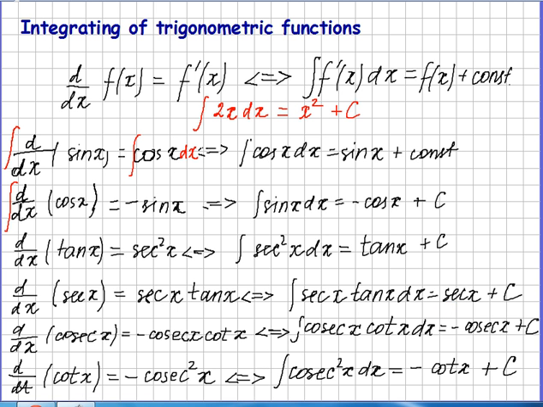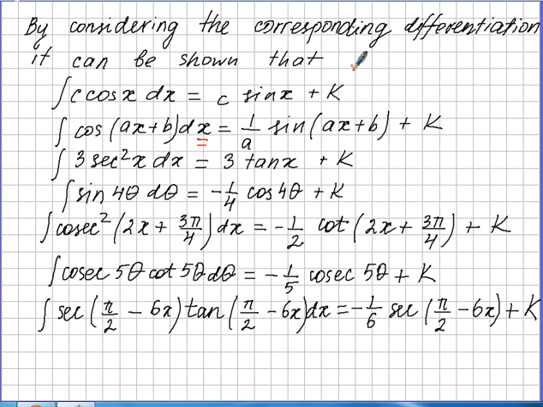Alright, we are going to use now these facts to look at how to solve slightly more complicated trigonometric functions. So we can solve the following integrals by considering the corresponding differentiation. We can show that the integral of a constant multiplied by cos x dx is going to be c sine x plus a constant. That is because if you differentiate c sine x, you are going to get c cos x. In other words, you take c, the constant, out of the integral.